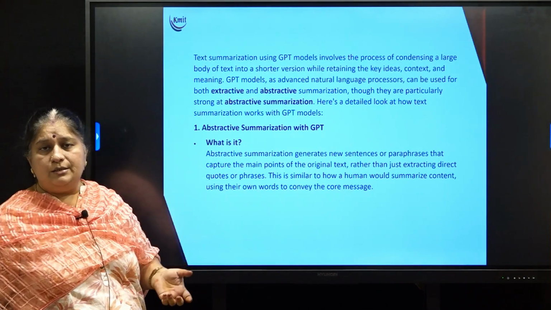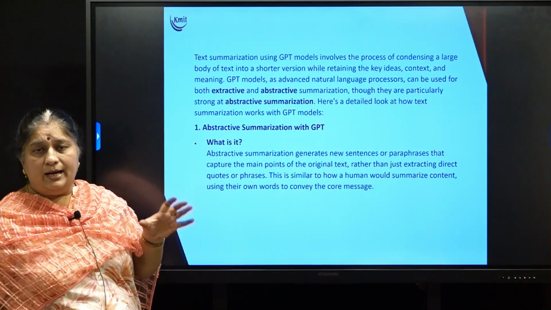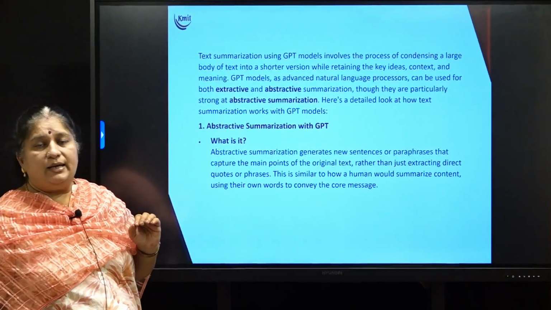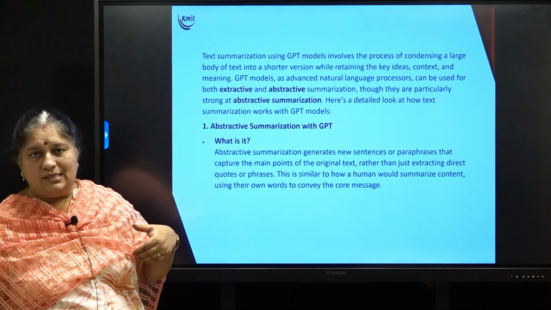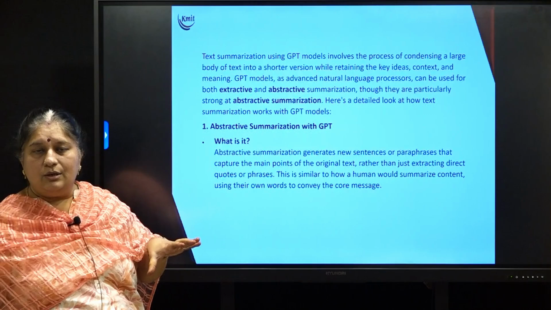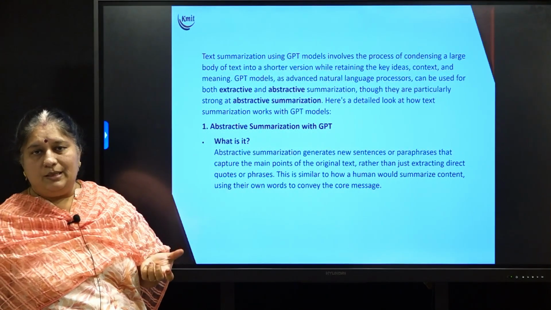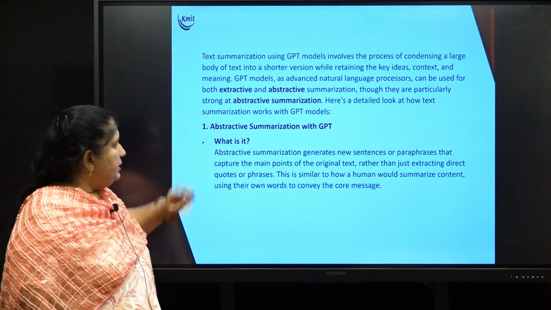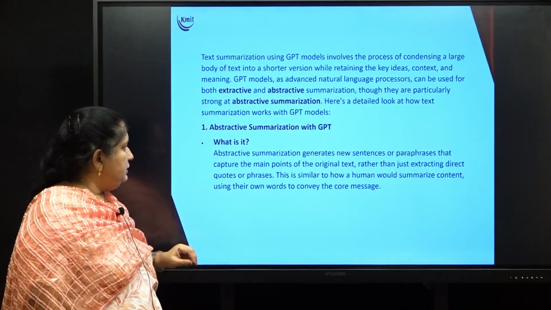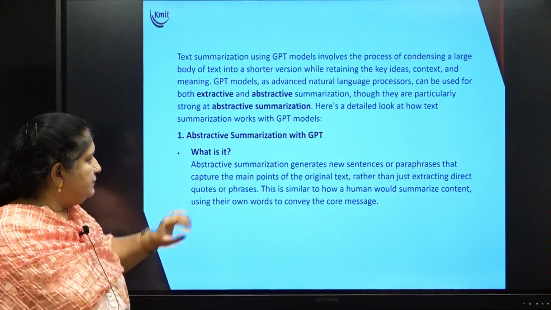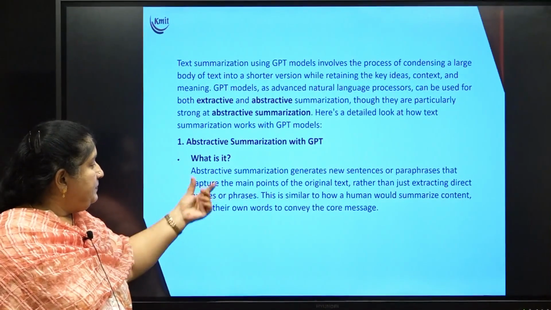What type of result do we expect when I give the same kind of text, but I am expecting an abstractive summary of it, and similarly an extractive summary of the same? What exactly will the content look like and what is the main principle behind that? Abstractive summary of any text using GPT. What exactly is an abstractive summary? Try to see this one.